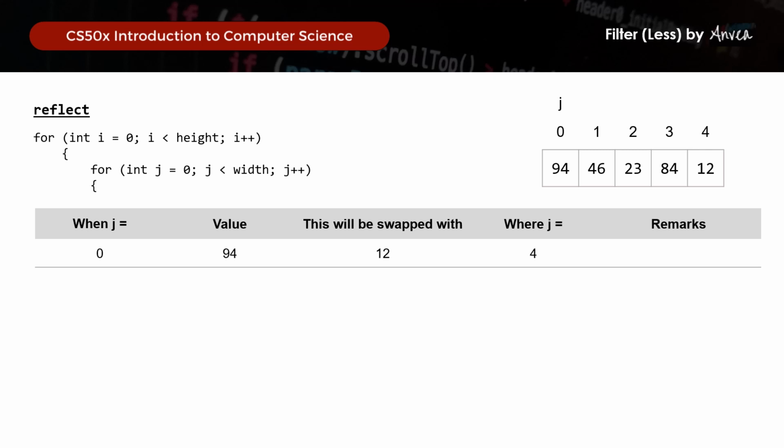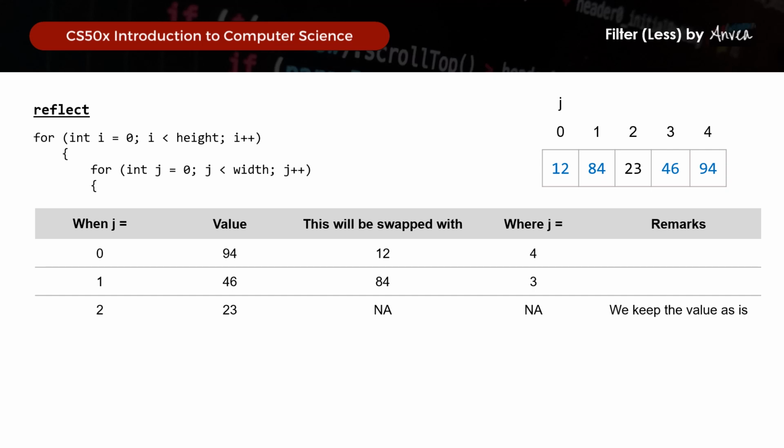I will leave remarks blank for now. Then moving on, when j equals 1, the value is 46, and we will swap this with 84 where j equals 3. Likewise, remarks is blank for now. Next, when j equals 2 and the value is 23, notice that we do not swap it, and we keep the value as is.